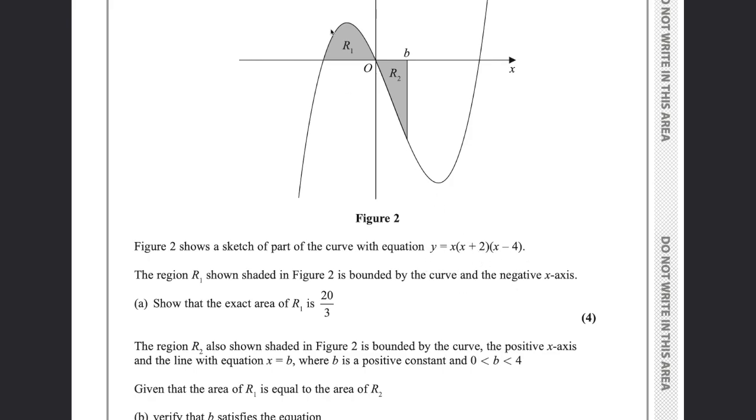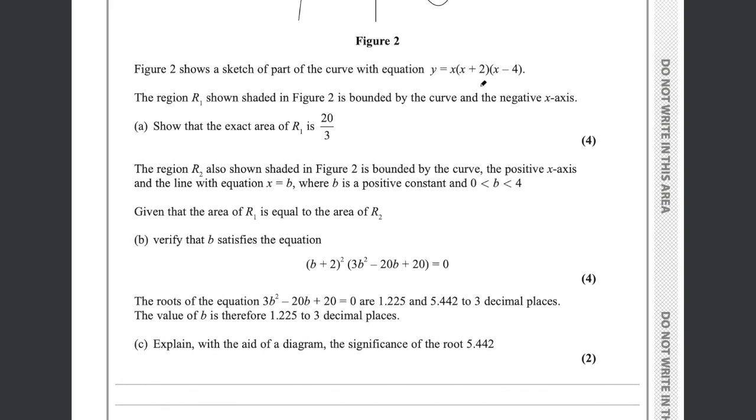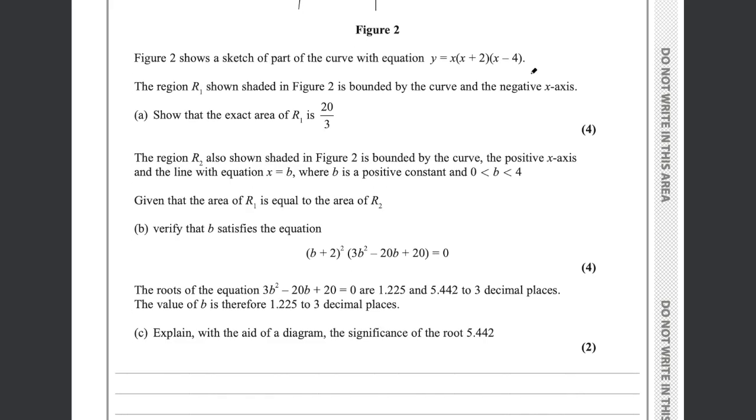If this is already factorized, that means x would be 0, so that would be one intercept. This would be -2, and this point over here would be at 4. Okay, so because it's already factorized, I know the x-intercepts. So this region here is going to be from -2 to 0. So that's going to be the integral I'm looking for. So also I would probably expand this out first before integrating.